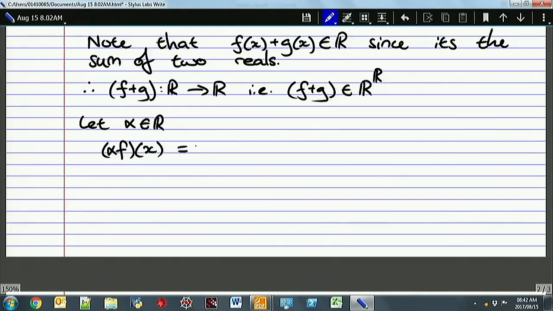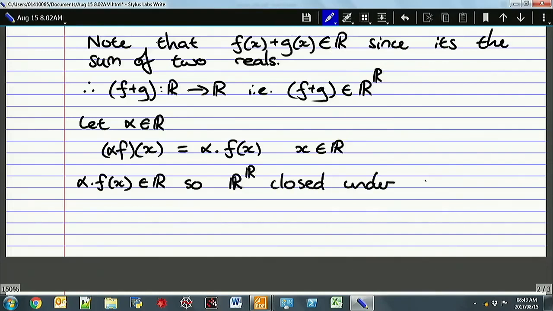Yeah, exactly. So this will just be alpha multiplied by the output of f. And since alpha is a real number and f of x is a real number, this must be a real number. Okay, so we'll say something like this. Let's notice that this is going to be true for every real number because f of x was defined for every real number, and alpha times f of x is an element of the reals. So R to the R is closed under scalar multiplication.